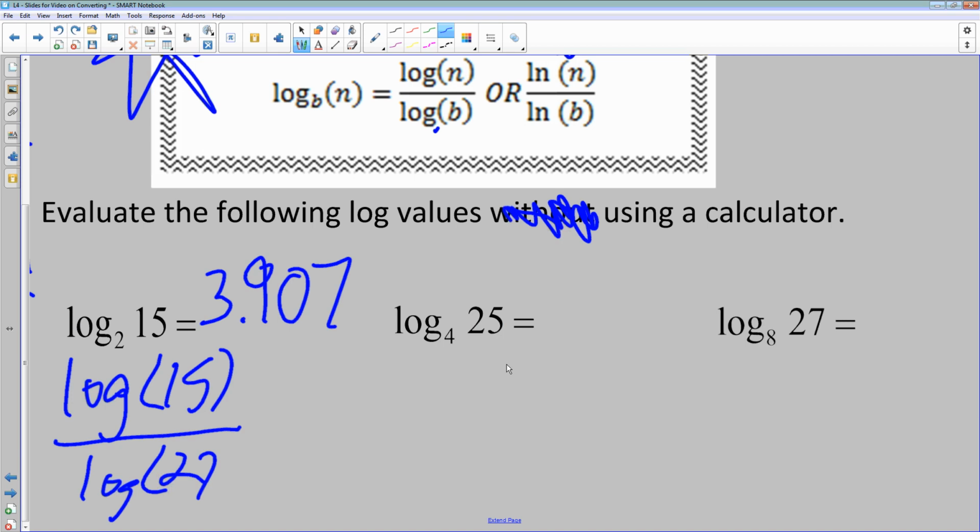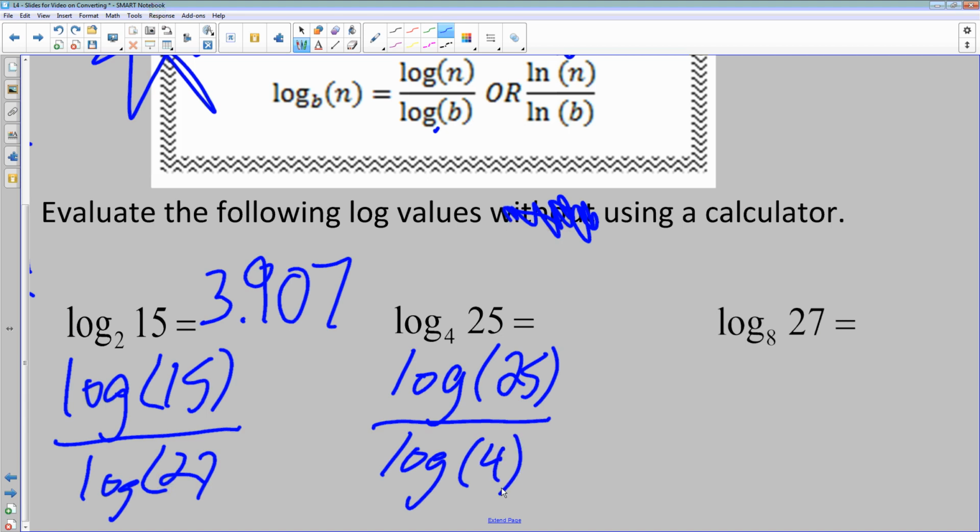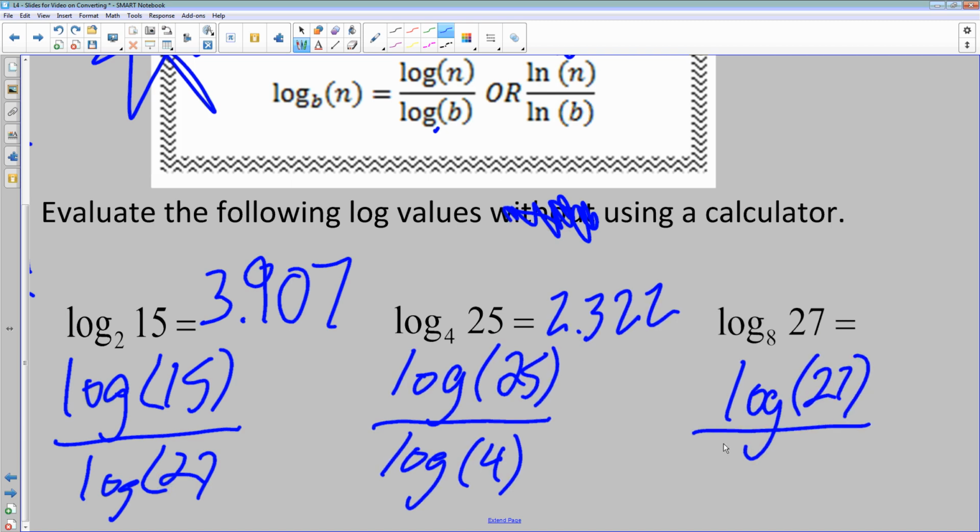I'm going to finish the rest of these by just giving you the answers now that we know how to plug them in. So log of 25 over the log of 4 has a final answer of 2.322, and the log of 27 over the log of 8 has a final answer of 1.585. Again, I rounded these to the nearest third decimal place. Please bring your questions to class, and I look forward to helping you out.